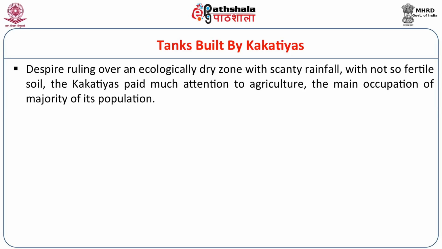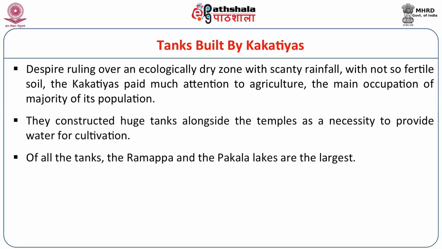Despite ruling over an ecologically dry zone with scanty rainfall and not so fertile soil, the Kakatiyas paid much attention to agriculture, the main occupation of the majority of its population. To augment the water supply that was scanty, they constructed huge tanks alongside the temples as well as otherwise. Of all the tanks, the Ramappa tank and the Pakal Lake are the largest.